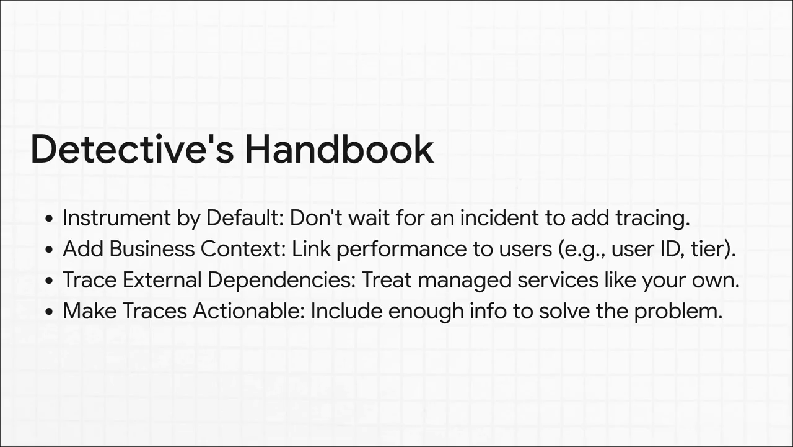Second, always add business context to your spans. User IDs, tenant IDs, feature flags. This stuff is investigative gold. Third, trace your external dependencies just as carefully as you trace your own code. And finally, the most important rule of all, make your traces actionable. They need to have enough information to not just find the problem, but to actually solve it.